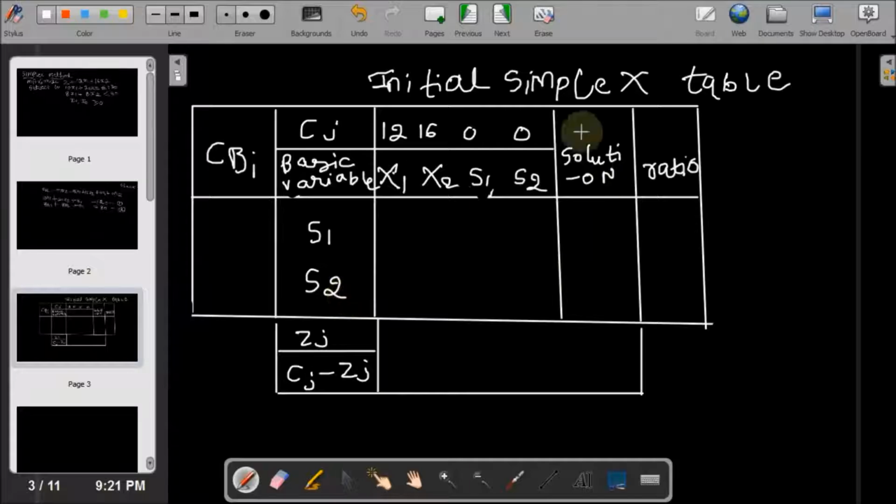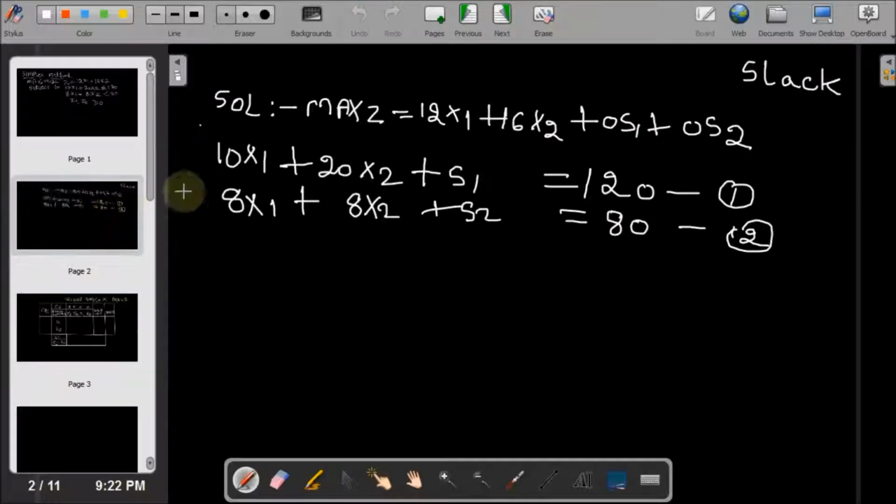Getting, guys? I am adding like this. So in this column I added slack variables. What are the slack variables? s1 and s2. Now I have to find out the value for each of these variables.